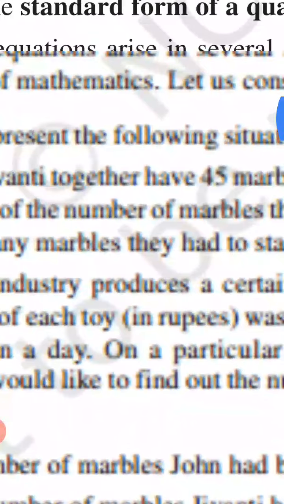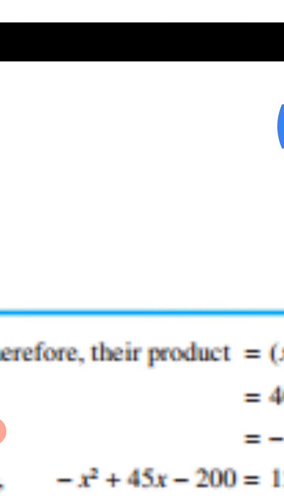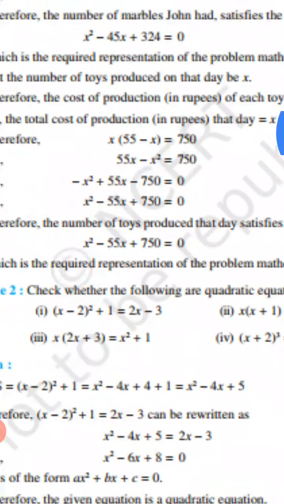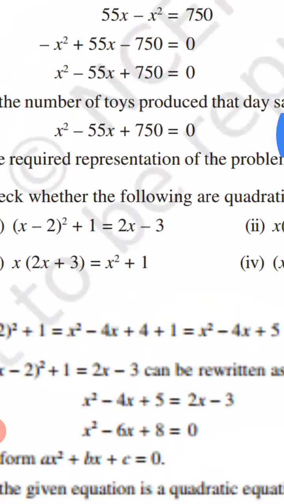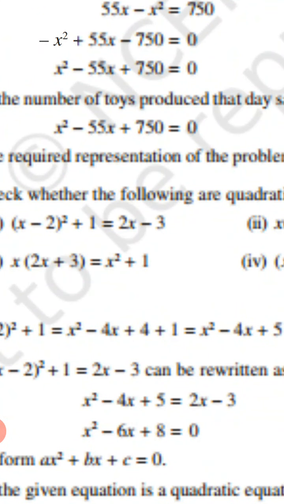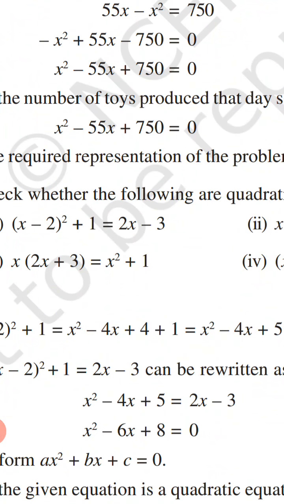Now, next we have to check whether the given equation is quadratic or not. If the degree of the equation is 1, it is called a linear equation or linear polynomial.